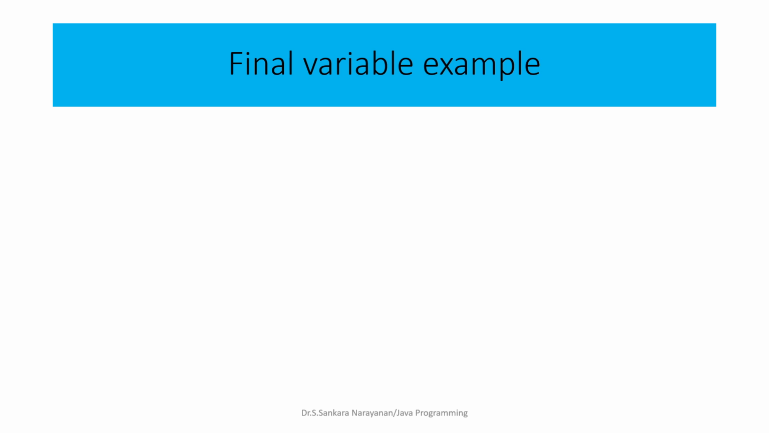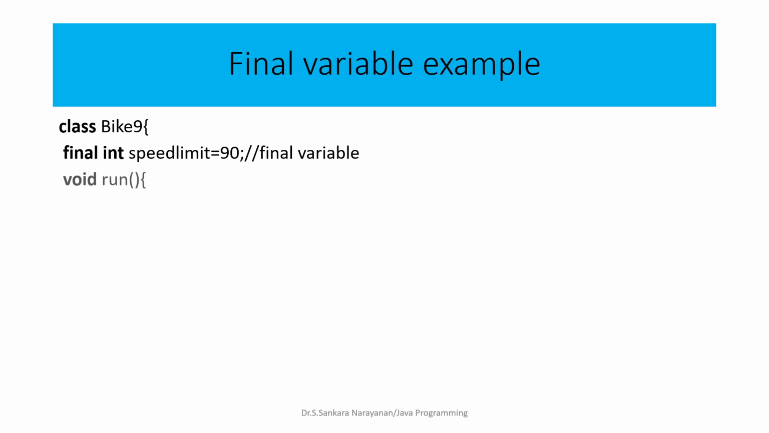Here I am taking an example. My class name is bike9, and here I am declaring one variable. My variable name is speed limit, and the value of that speed limit is 90. It is an integer variable, but it is preceded by the final keyword, so now it is a final variable. Here I have written one method. The return type is void, and the name of the method is run. Here I am using the speed limit variable again, and I am changing the value of speed limit to 400.